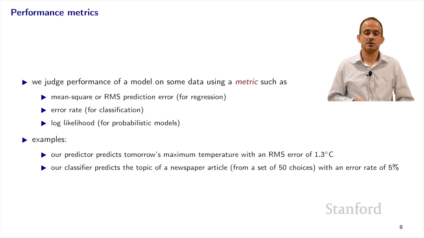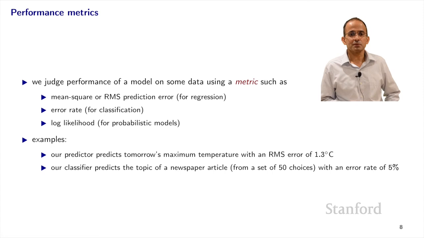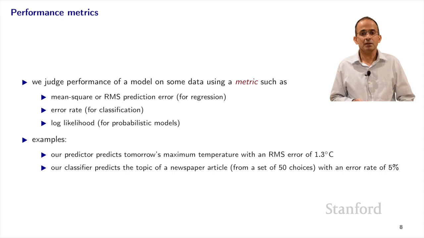We're going to say much more about that in a few weeks. Again, don't worry about it right now if you've not heard of likelihood. So some examples, you might have a predictor that predicts tomorrow's maximum temperature, and the way you might measure its performance is by RMS error. And if the RMS error is 1.3 degrees centigrade, you may or may not be happy with that.